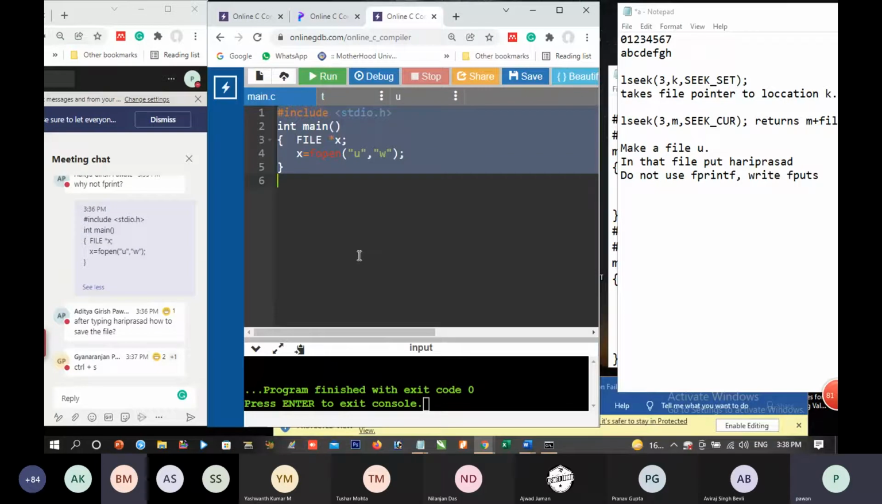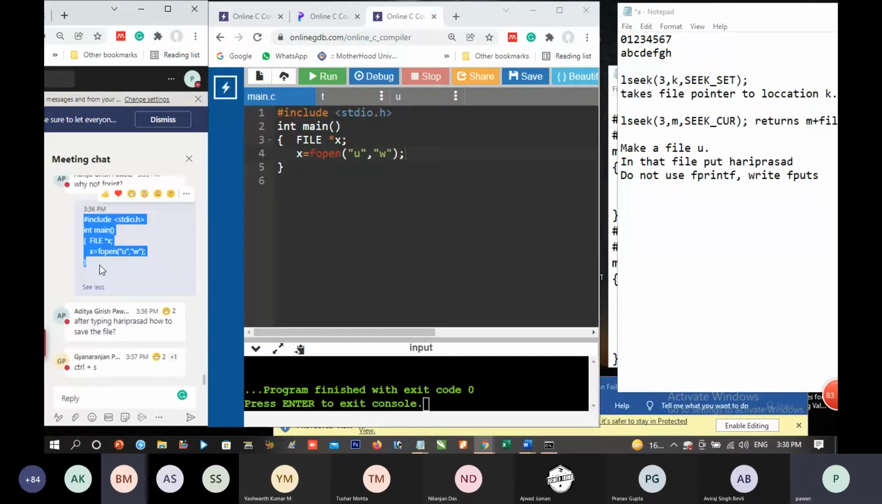Any doubt? So we have made a file U. Now we shall try to write into it. This is a standard program. Always keep it with you for the GDB editor. Now, let us proceed.